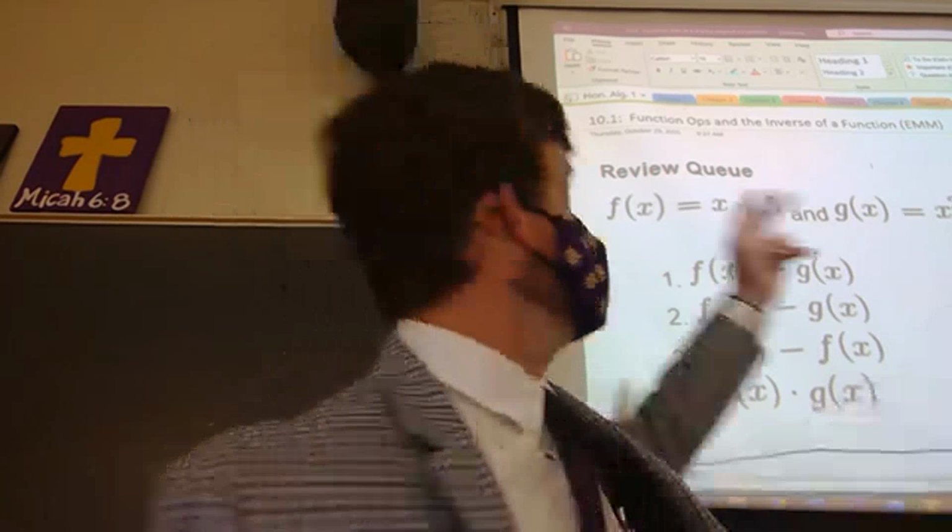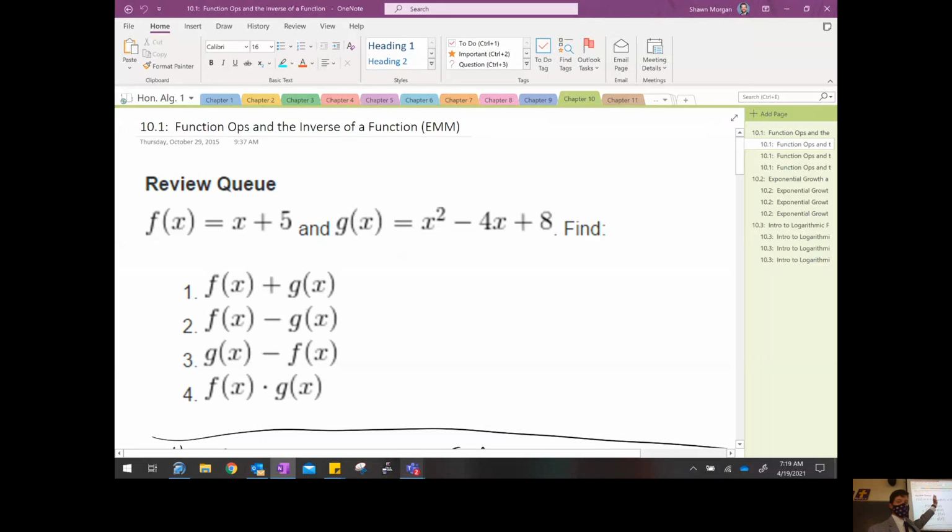Reminder, let's say, about what was going on. So I give you a function f of x to tell you that that's x plus 5, so that rule is x plus 5. G of x is x squared minus 4x plus 8.